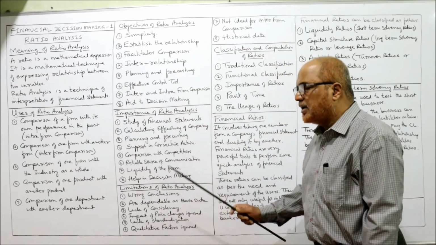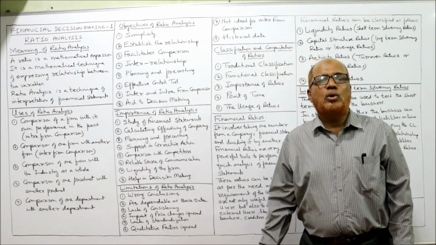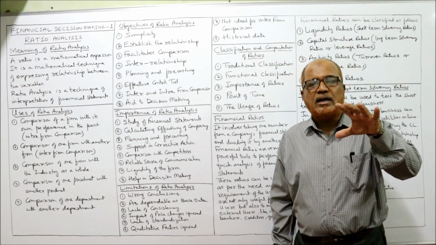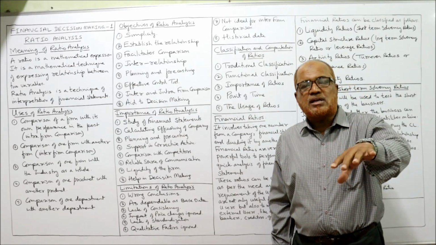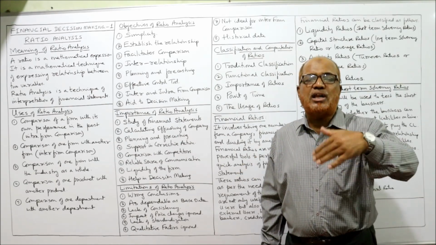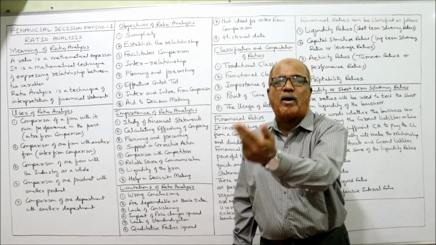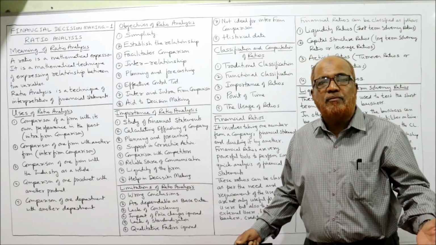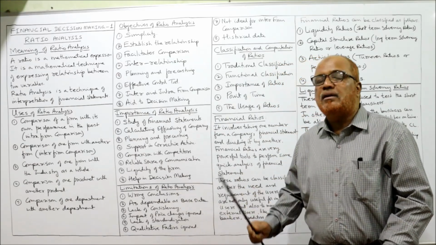Then next one is help in decision making. Just now I told you the management has to take the decisions, and decisions can be taken with the help of information. Ratio analysis will generate the information and provide it to the management so that it will be helpful to the management for taking the decisions.